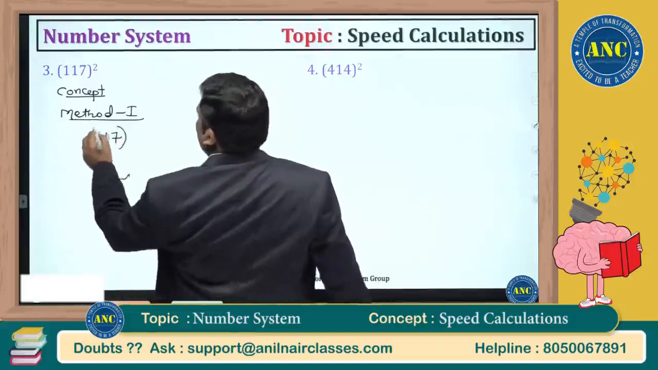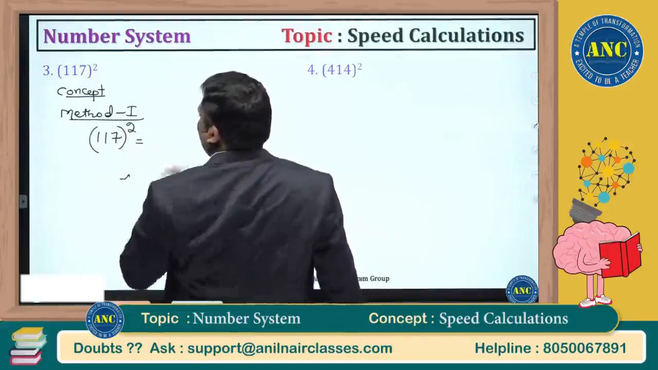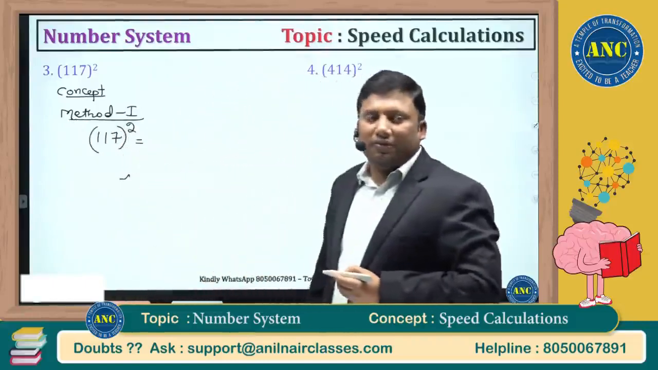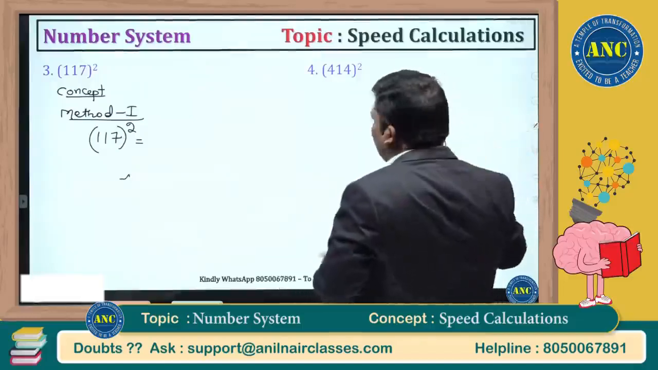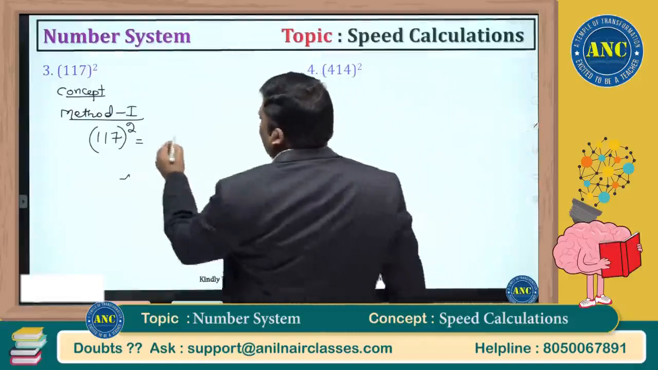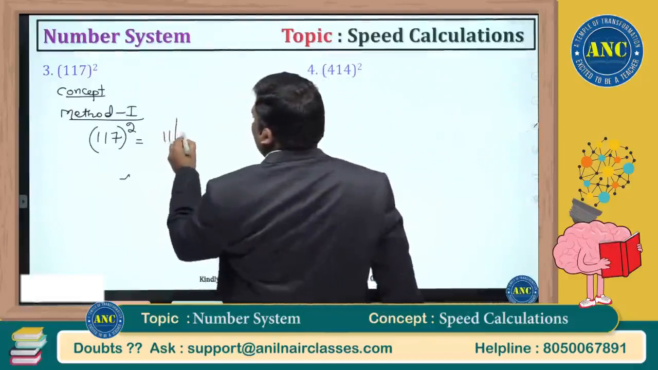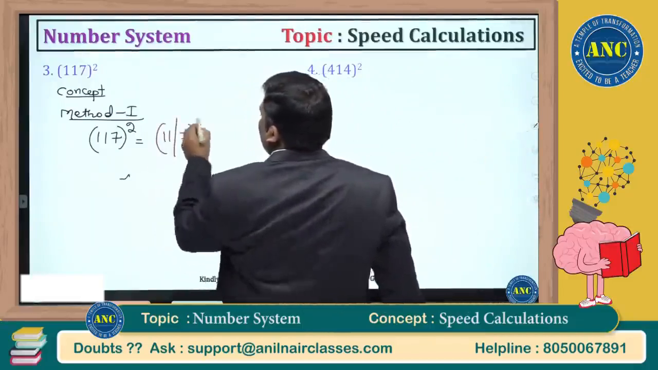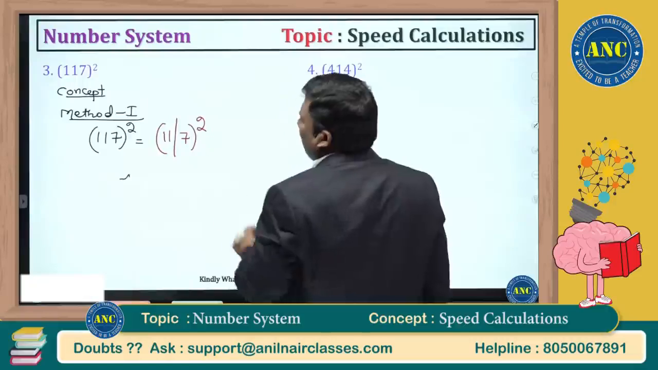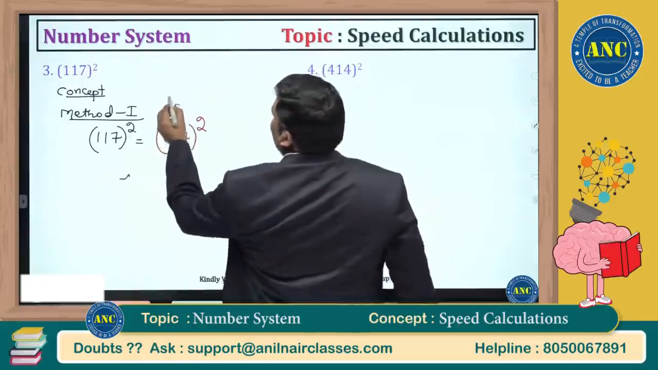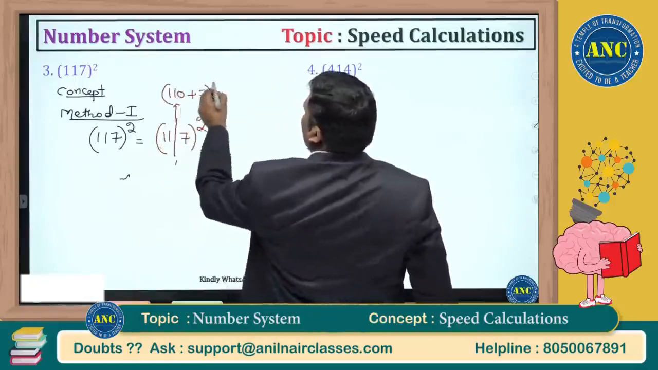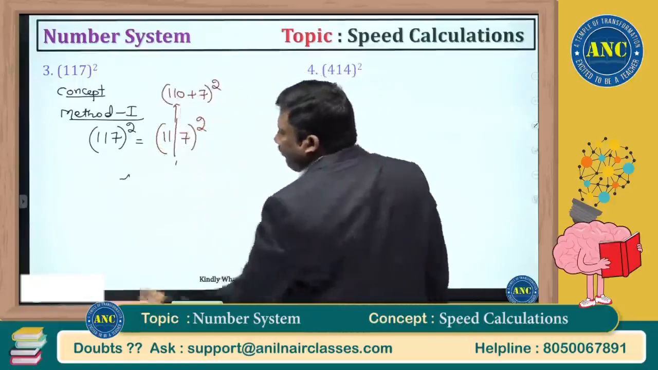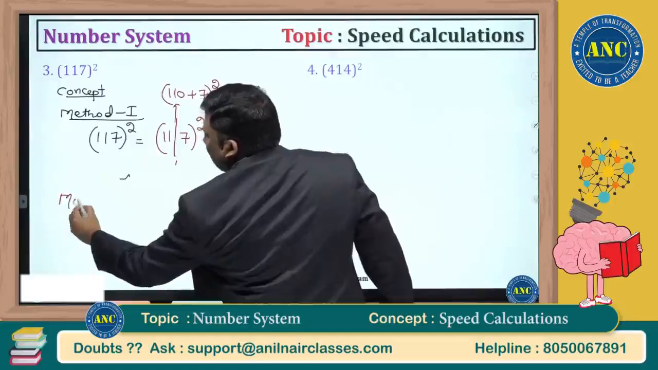117 whole square. Now see here. We know the logic of a plus b whole square. Can I use a plus b whole square on this one? So let me take a value 11 and b value 7. That means I am using 11 into 10 plus 7, that is 110 plus 7 whole square is the logic which I am using. Sir, can I use it like this?